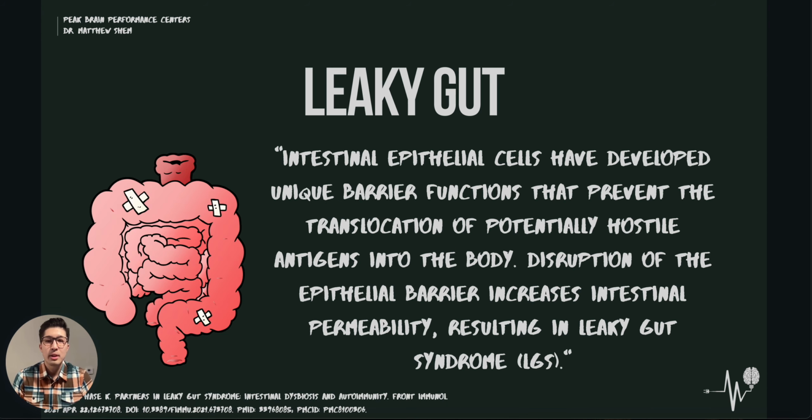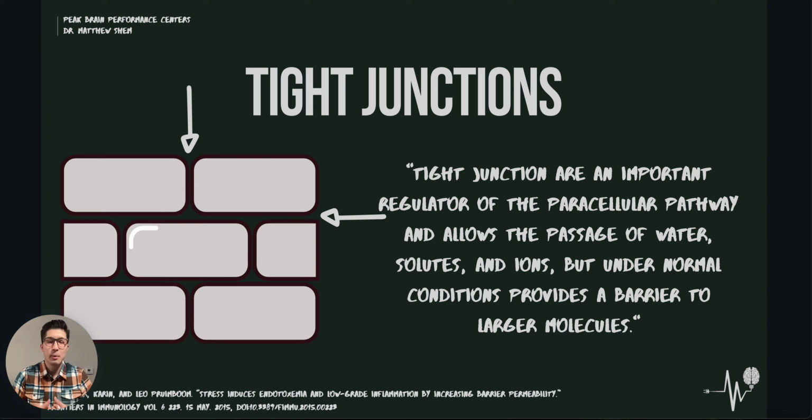Leaky gut, in this article, they described it as intestinal epithelial cells have developed unique barrier functions that prevent the translocation of potentially hostile antigens into the body. Disruption of the epithelial barrier increases intestinal permeability, resulting in leaky gut. So basically, we have these tight junctions, and the way I think about it is like a wall of bricks. You have the bricks and then the mortar that holds the bricks together, right? And in this article, they talk about tight junctions being an important regulator of the paracellular pathway, which allows the passage of water, solutes, and ions, but under normal conditions provides a barrier to large molecules.